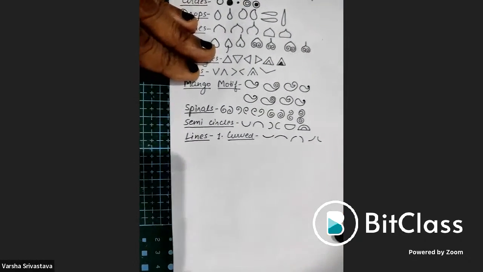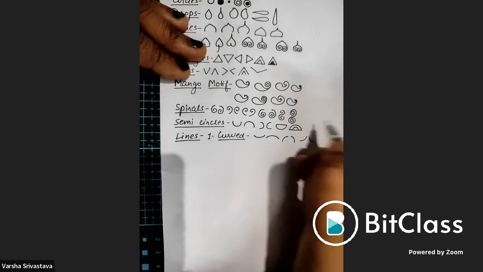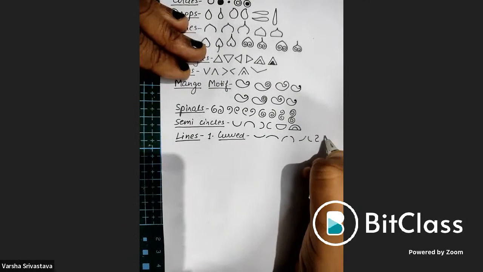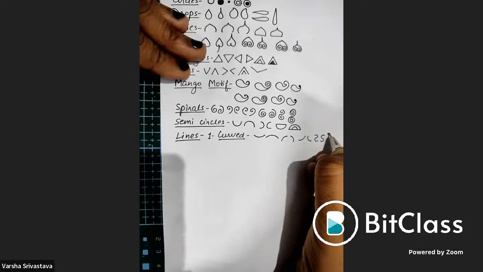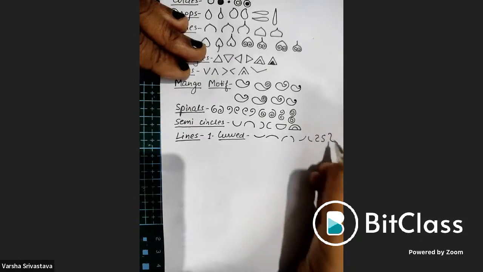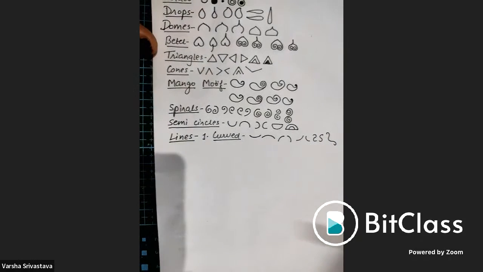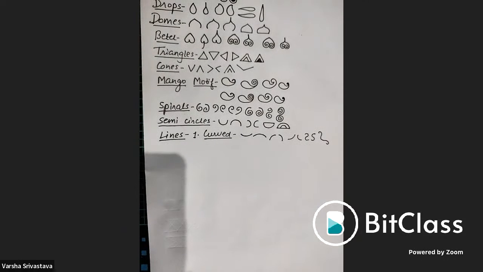Okay, I'm shifting my page a bit. Then you can also make it like this or like this. And this is also a curved line. We actually use this particular line for the leaves. That is why I have made it.